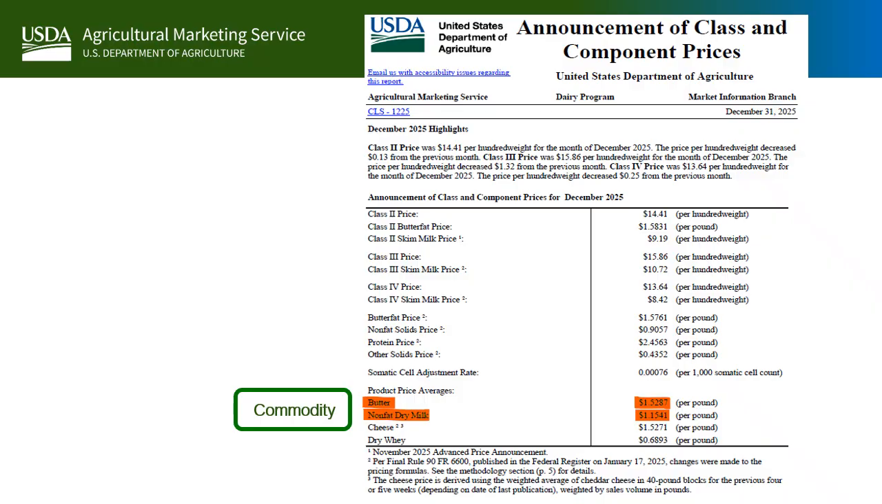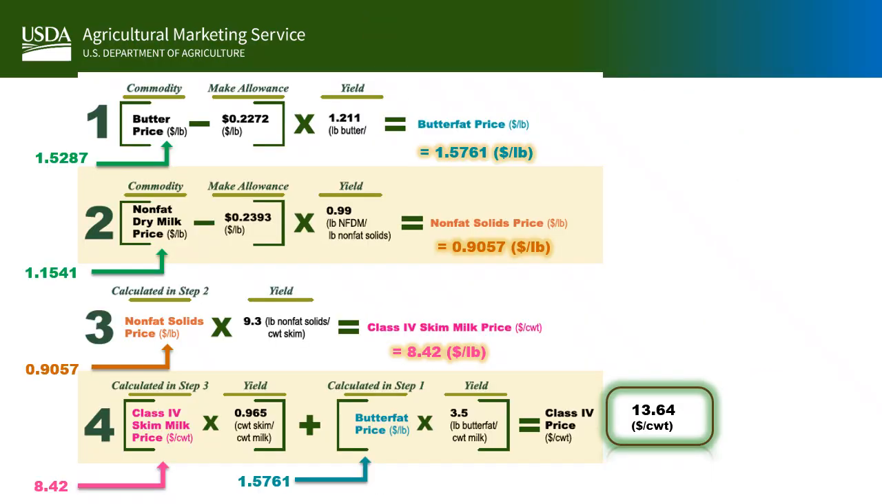Here we can see the USDA announcement of class and component prices published on December 31st, 2025. This announcement gives us the commodity prices for butter and non-fat dry milk sales during the month of December. Next, we will use these prices to walk through the formula we just discussed. Plugging in the numbers we found earlier, the December 2025 butter price and non-fat dry milk price, we can find the December Class 4 price by following these 4 steps.